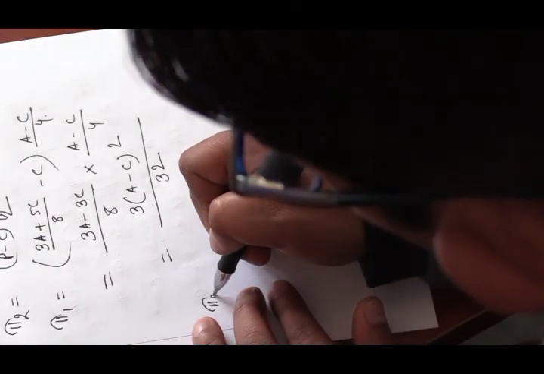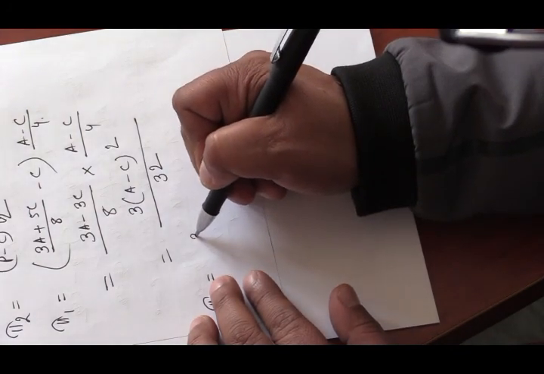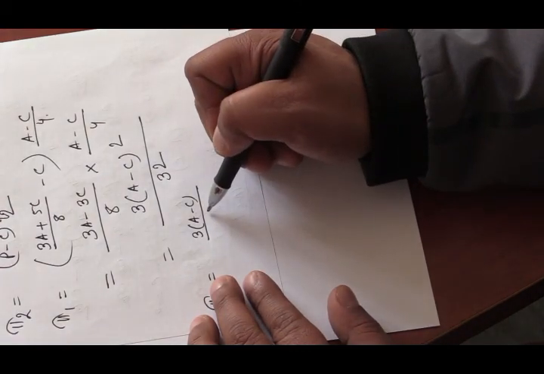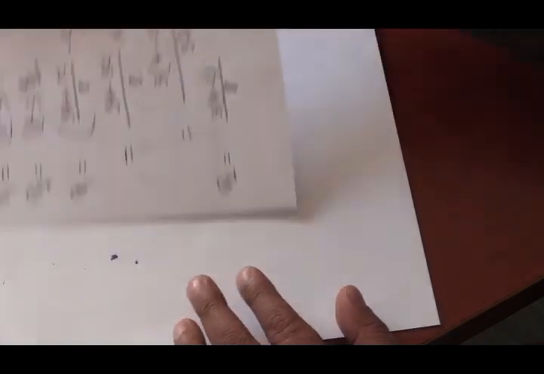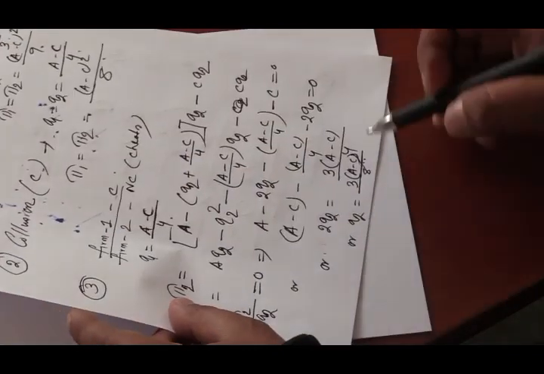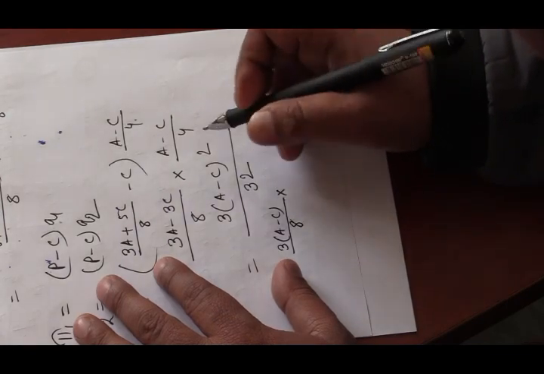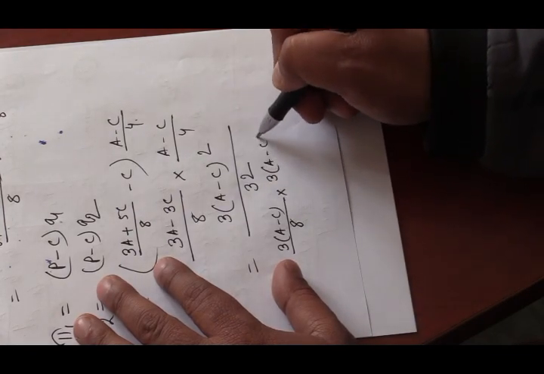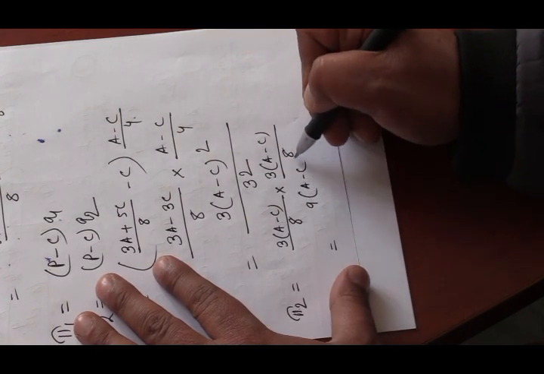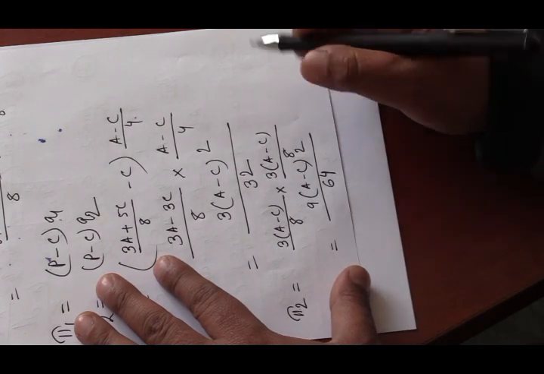What will be the profit of firm 2? Similarly, it will be 3(A − C)/8 into Q2, where Q2 = 3(A − C)/8, which equals 9(A − C)²/64.